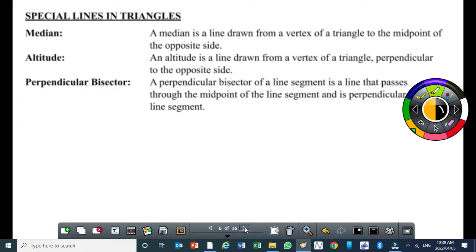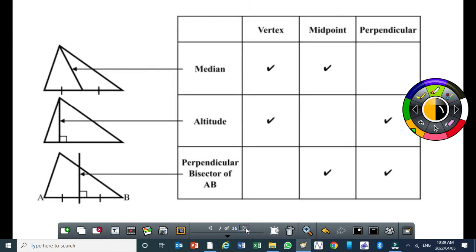Allow me to also tell you about some of the key terminologies for analytical geometry, like the median, the altitude, the perpendicular bisector. You can read about that. You should have done that in the past.